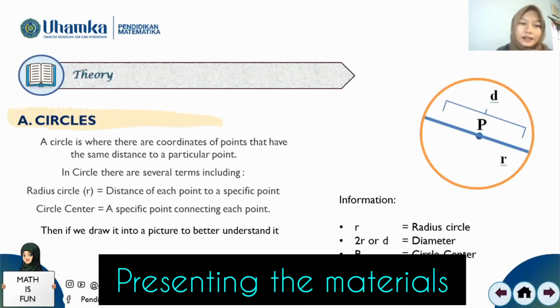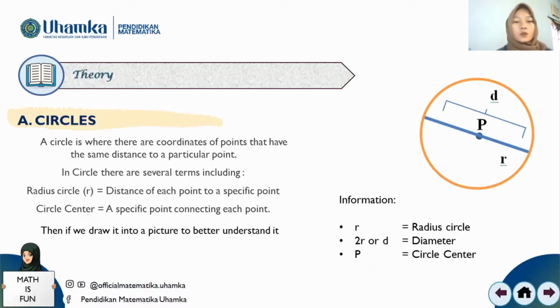What is a circle? A circle is a set of coordinates of points that have the same distance to a particular point. In circles, there are several terms, including radius r, the distance of each point to a specific point, and the circle center, the specific point connecting each point. Then, if we draw it into a picture to better understand it, we can see that this is the r, this is the diameter, and this is the circle center.